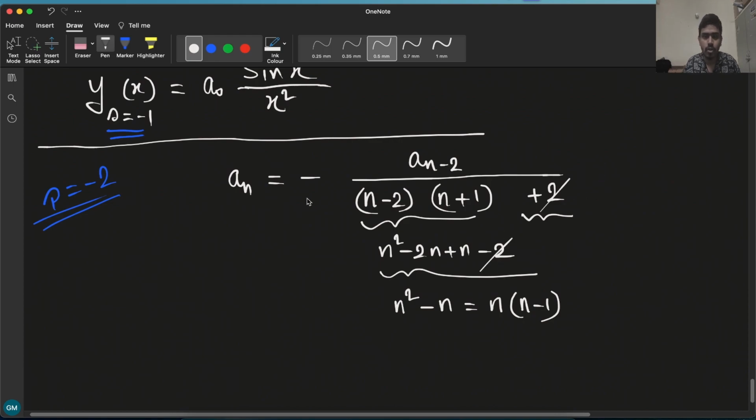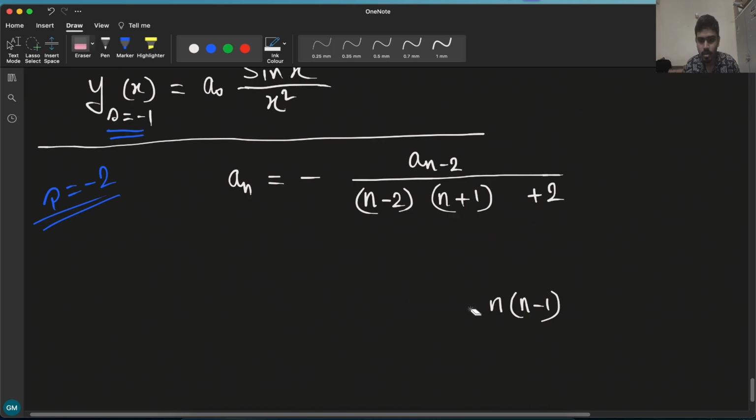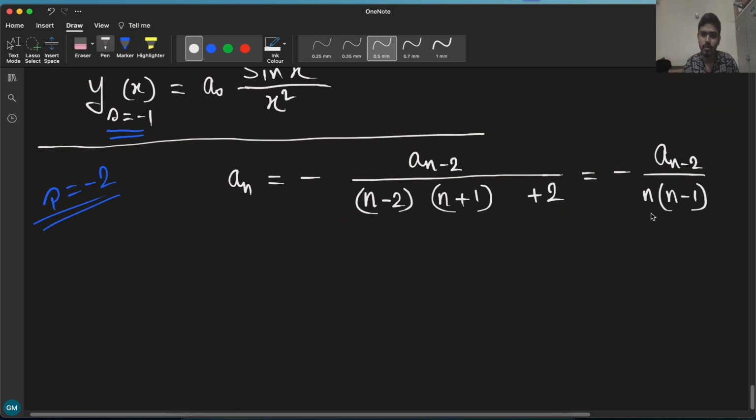right? So I can simplify this term as minus an minus 2 divided by n times n minus 1. This is now a recurrence relation for s equals to minus 2, right? And we will start from a0. Obviously here also we will start from a0, because we know a1 equals to 0, and this recurrence relation tells us that all the odd index terms are 0. So we will start with a0 and we will get a2, a4, a6, these terms.